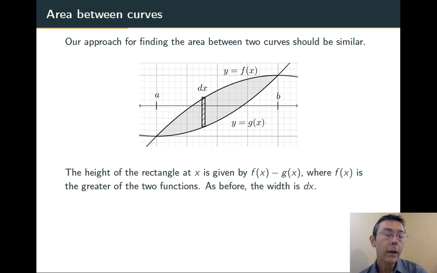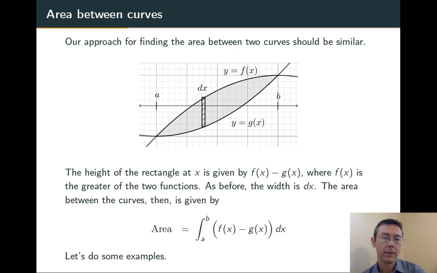When we do areas between curves, we have a very similar idea. We draw the two graphs, we find the area between them by adding up the areas of infinitely many rectangles, each of which has infinitesimal width, dx. The height of each of those rectangles at any x value is going to be f of x minus g of x, where f is the greater of the two functions, the one on top.